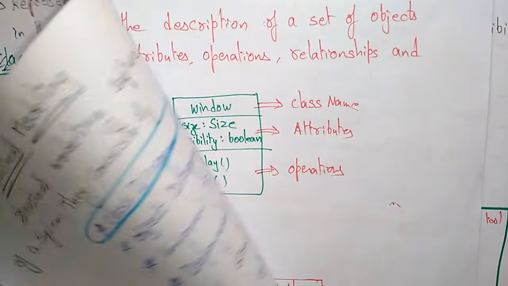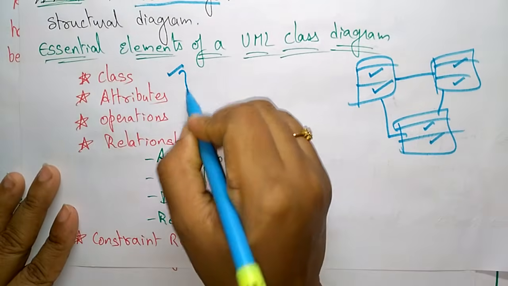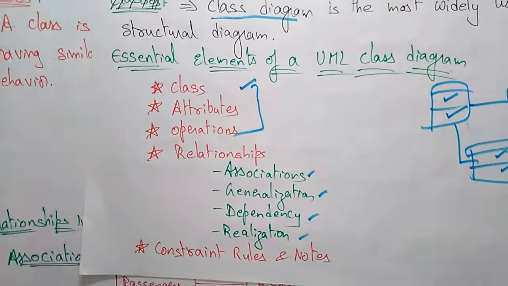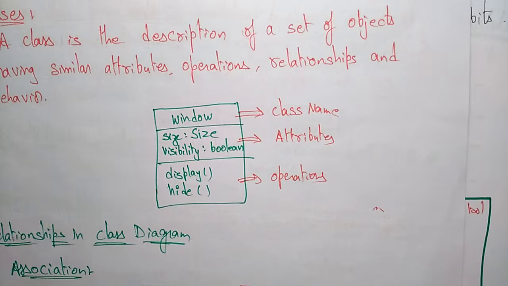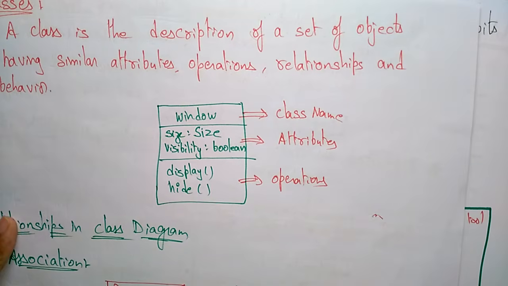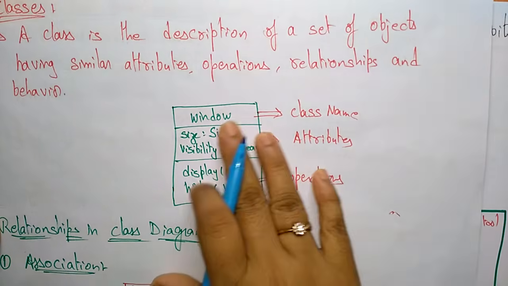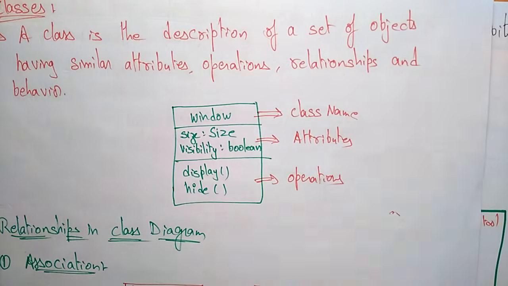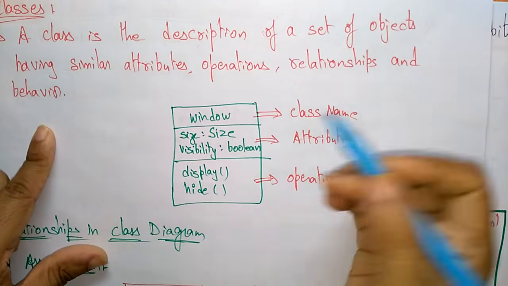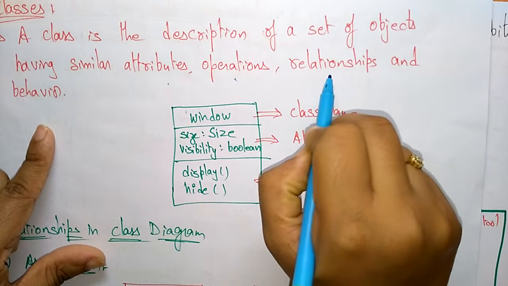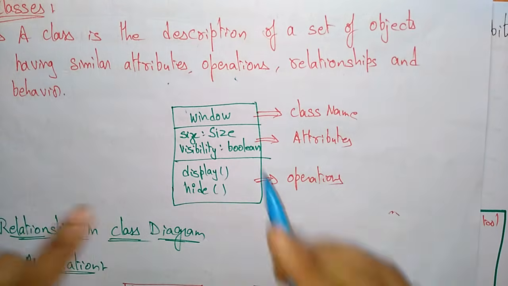Now let us see what a class is. The first things are classes, attributes, and operations; those are the essential elements of a class diagram. Now let me explain what a class is. A class is a description of a set of objects having similar attributes, operations, relationships, and behavior. So this is a class.